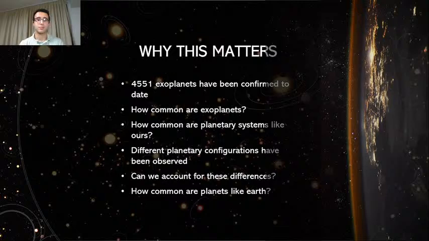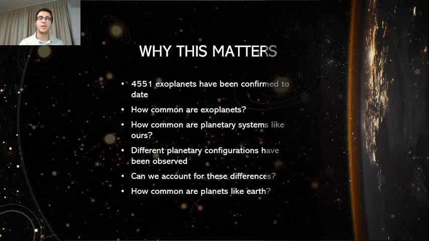There have been Jupiter-sized planets that have been observed to be much closer to their parent star than our own Mercury is, for example. So, can we account for these differences? And finally, how common are planets like Earth? If we're going to be talking about planets, we live on one. And so it would be good to know how the Earth came about.